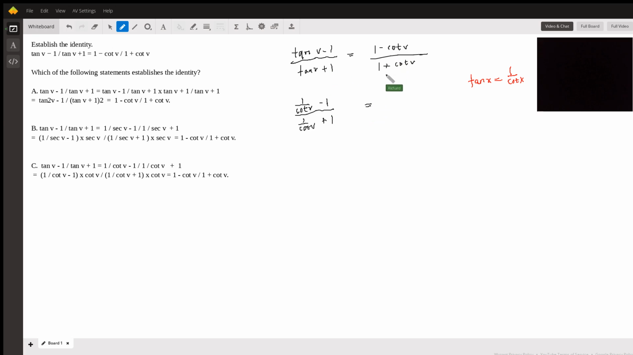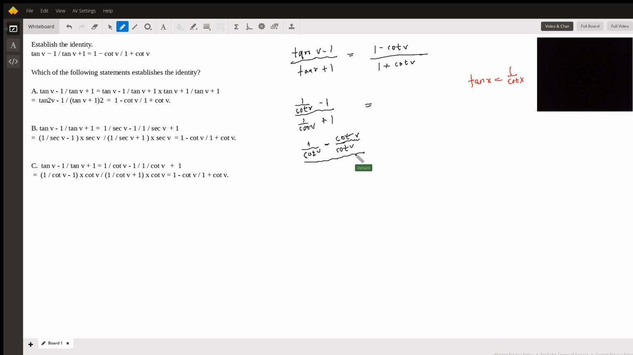I'm not going to show the right-hand side because you'd just be writing it over and over. Okay, so now we need a common denominator. The denominator here is cotangent of v. The denominator here is 1. So I'm going to replace 1 with cotangent of v over cotangent of v, so 1 over cotangent of v minus cotangent of v over cotangent of v, because that's the same as 1. Cotangent over cotangent is just 1.